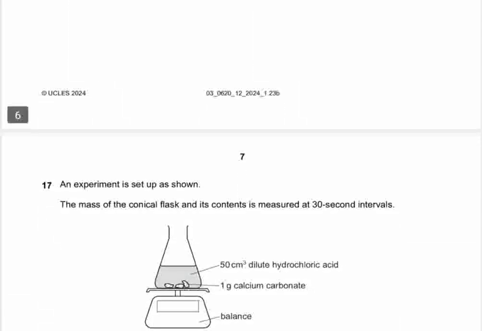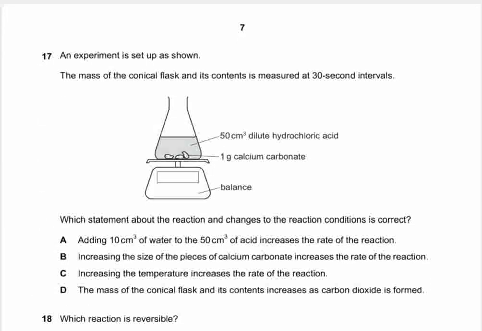The next question here is, an experiment is set up as shown, and we can see the experiment here. We have 50 centimeter cube of dilute hydrochloric acid and 1 gram calcium carbonate, and you need to check out the statements. The first is, adding 10 centimeter cube of water to the 50 centimeter cube of acid increases the rate of reaction. If you are adding more water, you are diluting. That means you are decreasing the actual reactant concentration. So the rate of reaction doesn't increase. So this is incorrect.